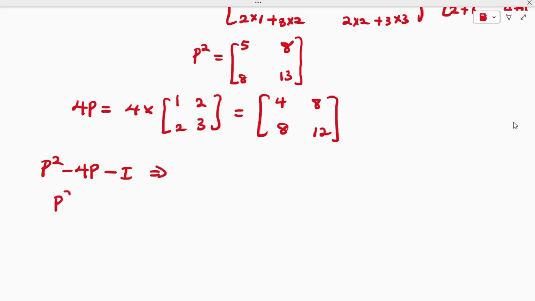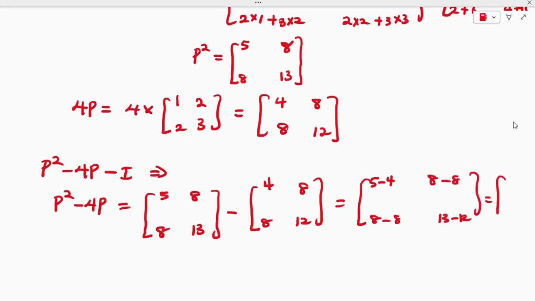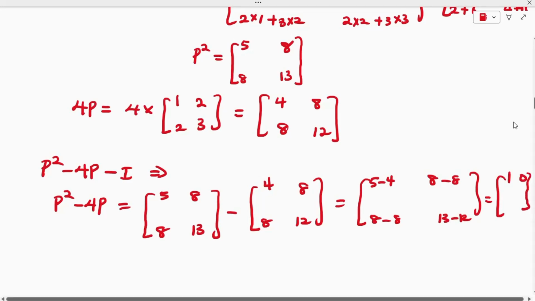So p squared minus 4p is equal to, we have p squared to be 5, 8, 8, 13 minus 4p, we have 4p to be 4, 8, 8, 12. So this is equal to 5 minus 4, 8 minus 8, 8 minus 8, and 13 minus 12. So this is equal to 5 minus 4 is 1, 8 minus 8 is 0, 8 minus 8 is 0, 13 minus 12 is 1.